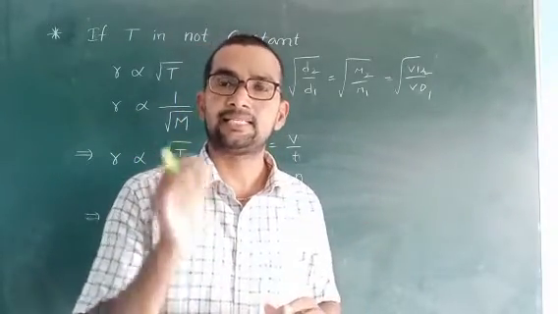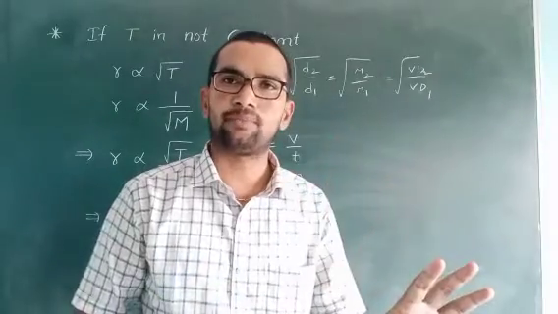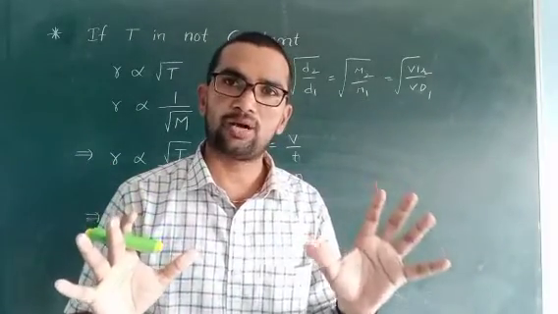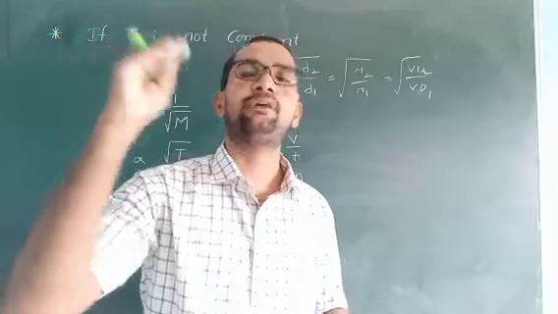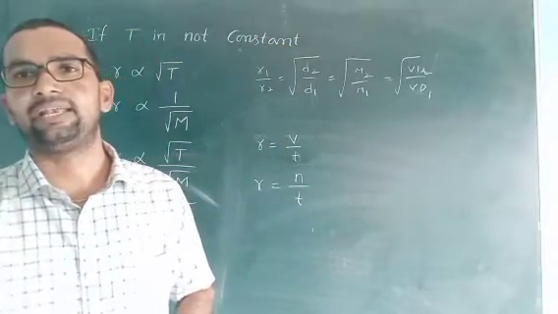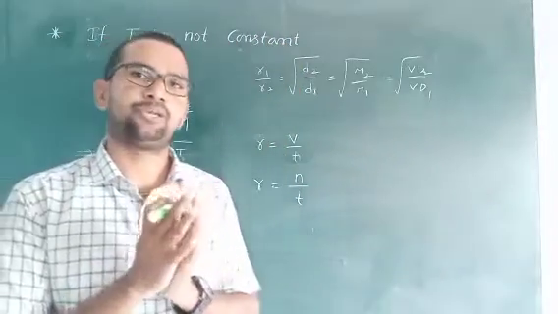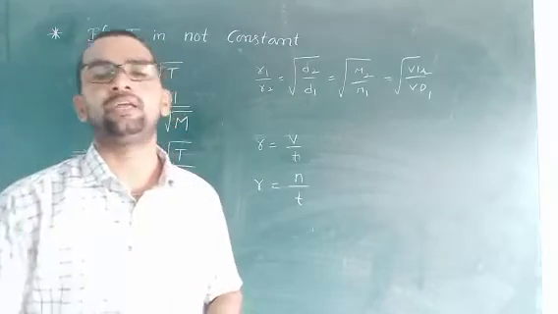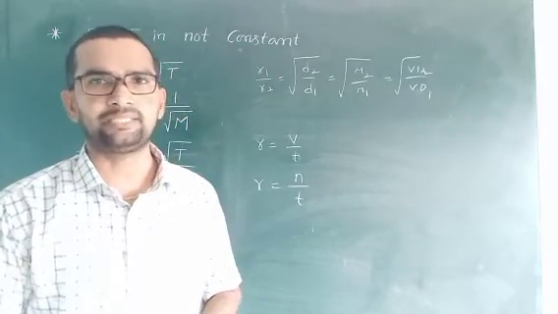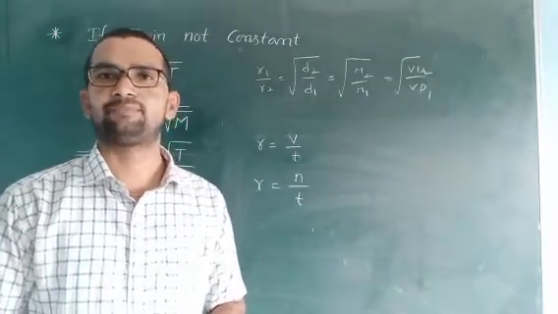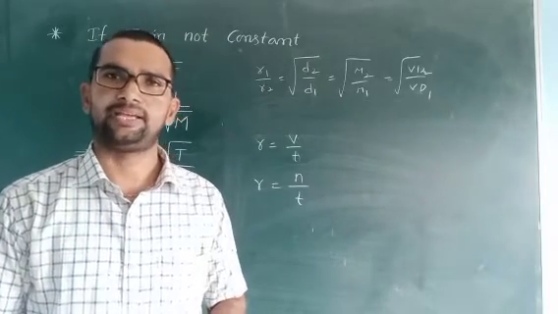And initially, a simple trick: low molecular mass gases have high rate of diffusion. Okay, high rate of diffusion. By using this trick, we can solve so many problems. Right? Thank you very much. Graham's law concept is completed. Right?